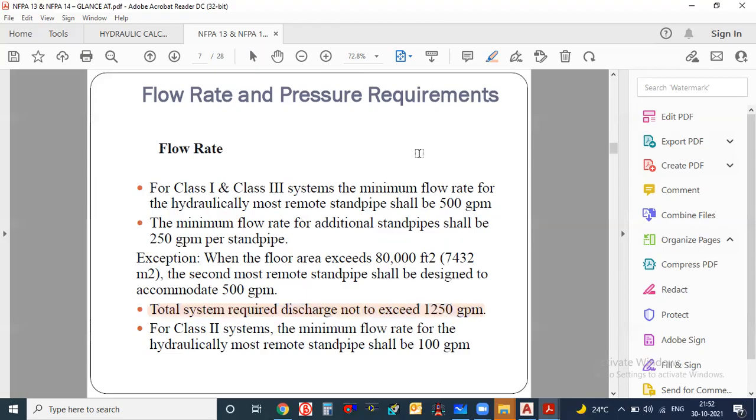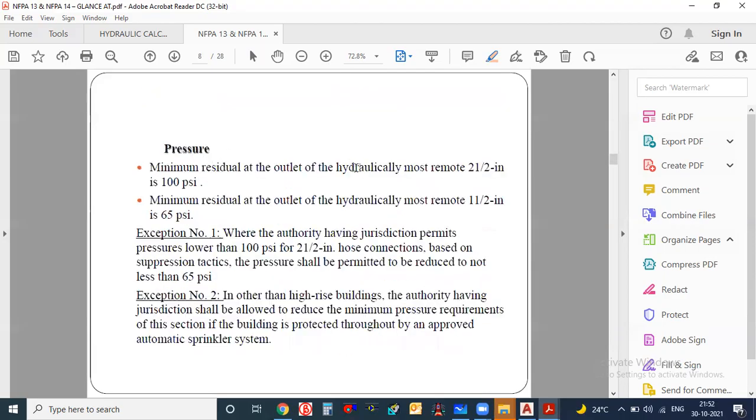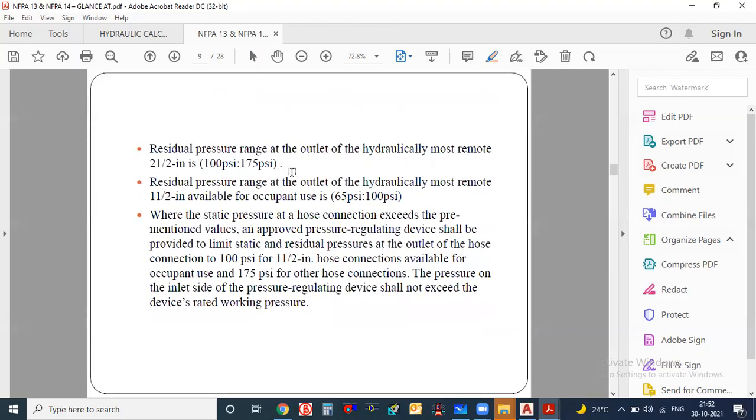When the building has sprinkler and hydrant, both systems, then you have to go with 1250 GPM only. Pressure: what is the minimum residual pressure at the outlet of 2.5 inches, 100 PSI? Minimum residual pressure at the outlet of 1.5 inches, 65 PSI. We have seen the pressure ranges 65 PSI, 100 PSI, 175 PSI. So that point is also written here. Some exception points are written here; it is not required actually. Then the ranges are also written. Residual pressure range for 2.5 inches, 100 to 175. For 1.5, 65 to 100 PSI.